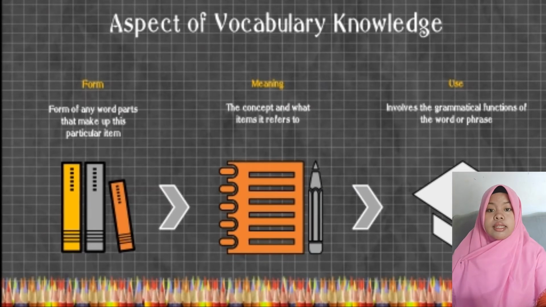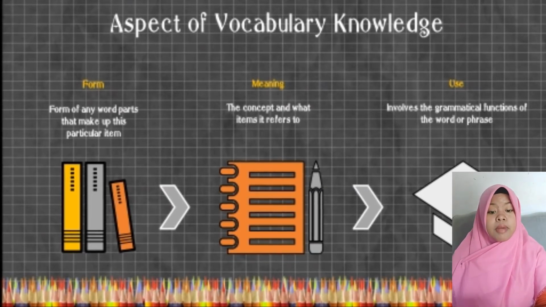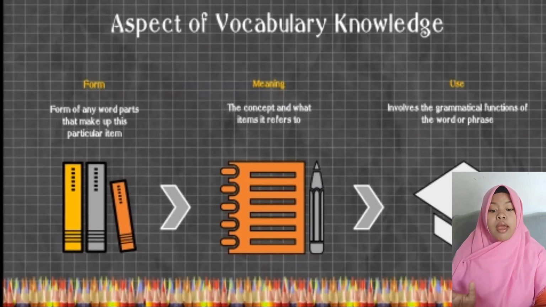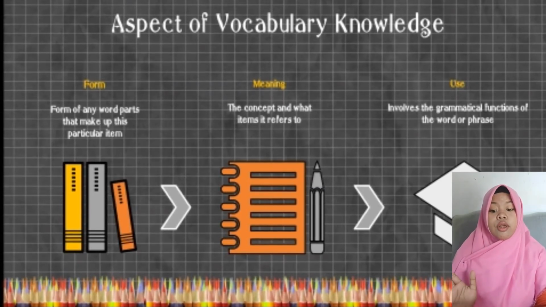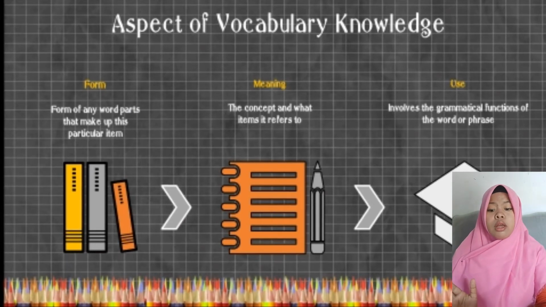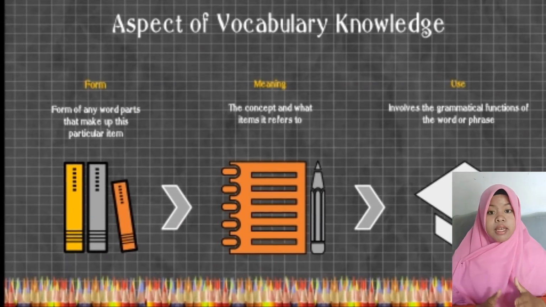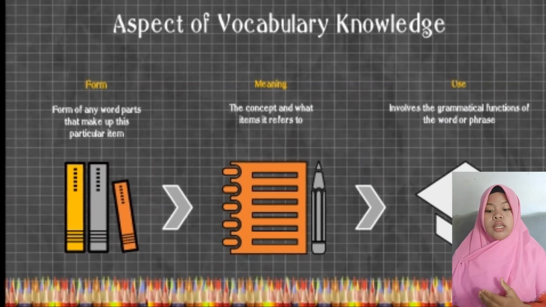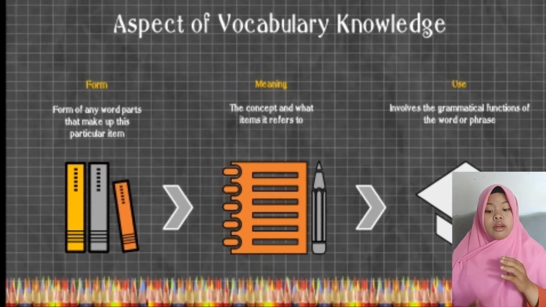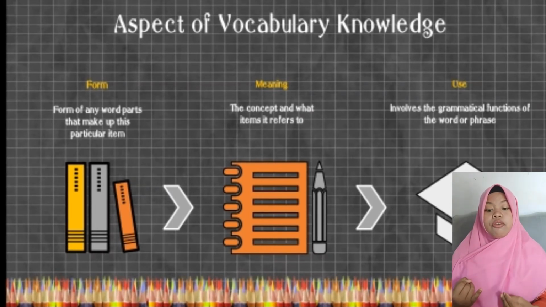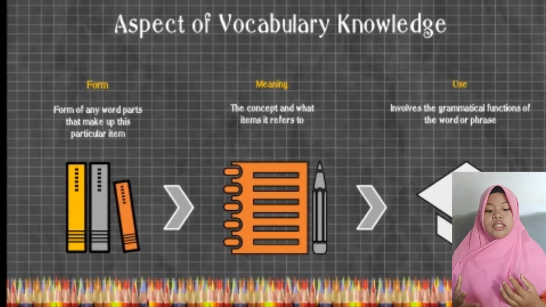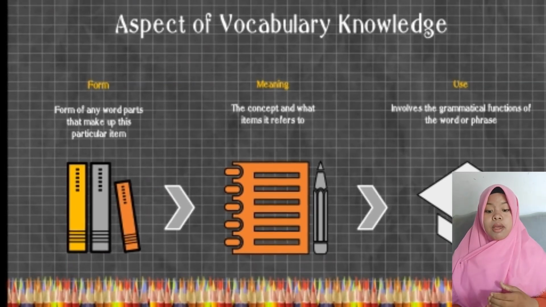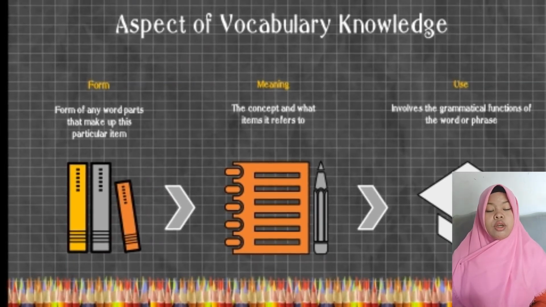And the second is meaning. Meaning is the concept and what item it refers to. So, the notion states that meaning encompasses the way that form and meaning work together. In other words, the concept and what item it refers to, and the associations that come to mind when people think about a specific word or expression.